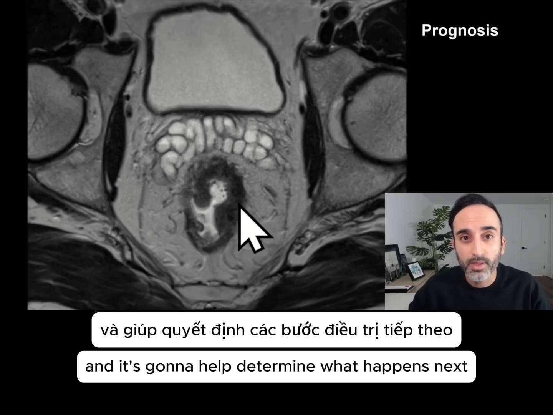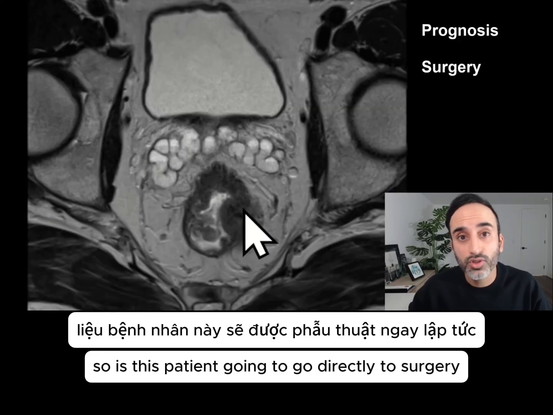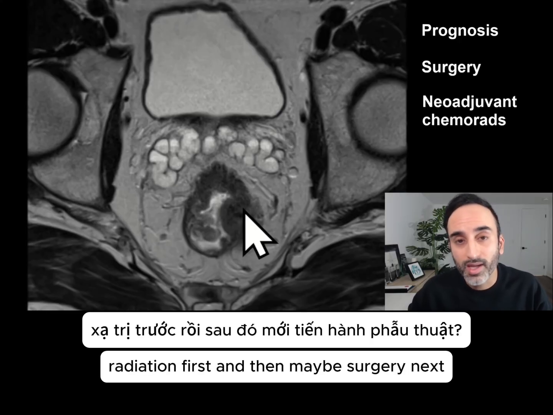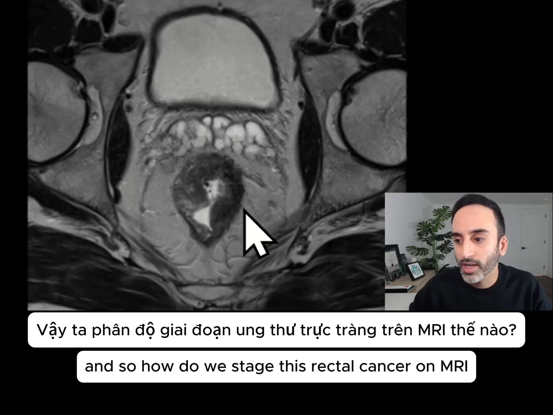to help determine what happens next. So is this patient going to go directly to surgery with curative intent, or is he going to get neoadjuvant chemoradiation first and then maybe surgery next? And so how do we stage this rectal cancer on MRI?